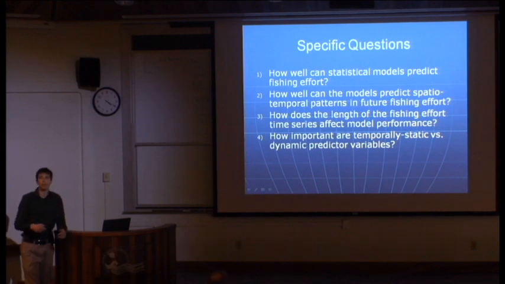But if dynamic variables like sea surface temperature or El Nino Southern Oscillation, things like that, if those are important, then these species distribution models are going to be really useful, because they're going to help you predict what things are going to be like in a changing environment.